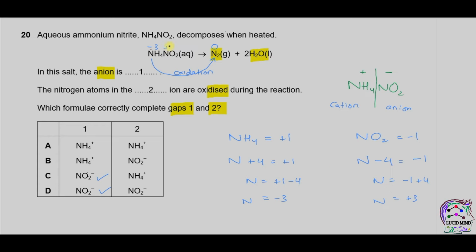So from +3 to 0 it is called reduction. They have asked about oxidation, so therefore this is the ammonium ion. The correct answer is therefore part C.